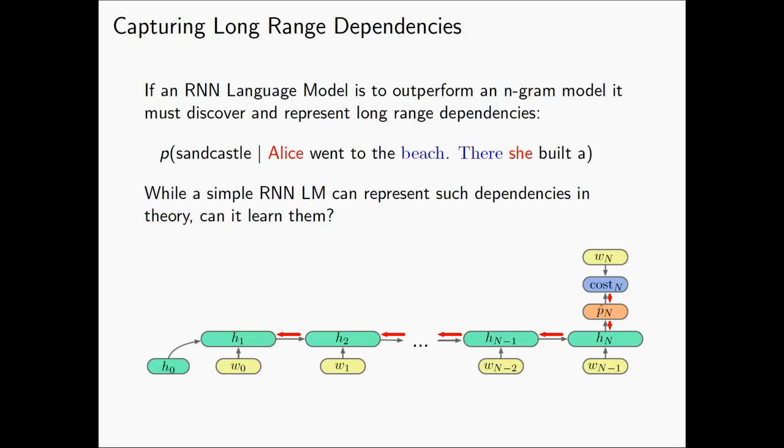So here's an example of the sort of thing I'm talking about. This was the example I used last time of Alice going to the beach. And you can see that to accurately predict the next word, sandcastle, the model really needs to have some idea of what's going on in the sentence and resolve some of these dependencies. And if we have a small n-gram order, even of 4 or 5 words, it's unlikely that we'll get the right prediction. So at the bottom, we've got a sort of unrolled network where I've just shown the last output.